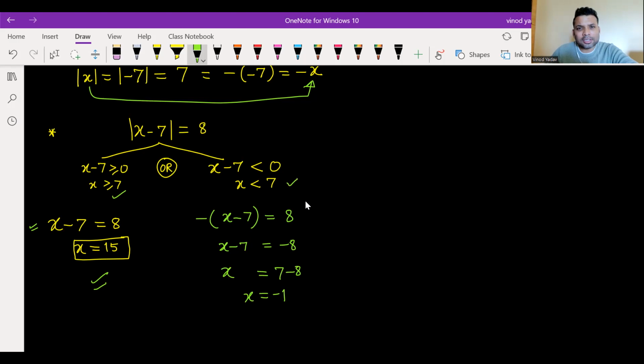Is it in sync with this assumption? Yes, of course. So here we got two values of x. You can always verify this. Yes, friends. If I put x as 15, 15 minus 7 is 8. Mod of 8 is 8. Verified, satisfied. And if x is minus 1, put it: minus 1 minus 7 is minus 8. Apply mod, 8, isn't it? Great.